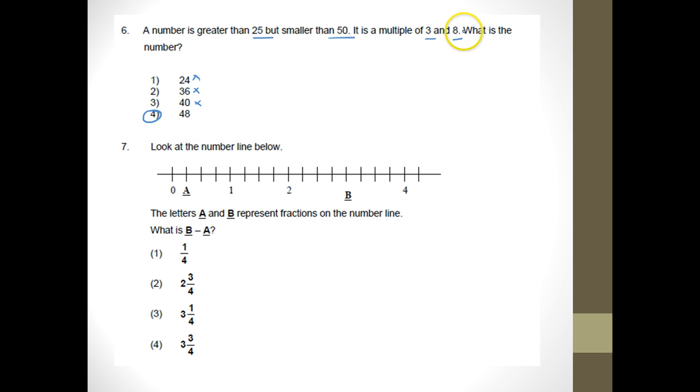48 is a multiple of 8. 6 times 8 is 48. Is it a multiple of 3? So 48 divided by 3 will get 16. So 48 is the answer.